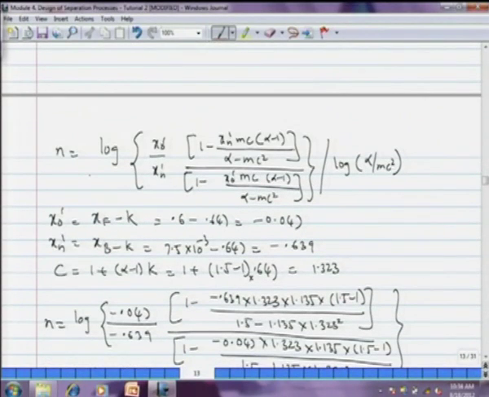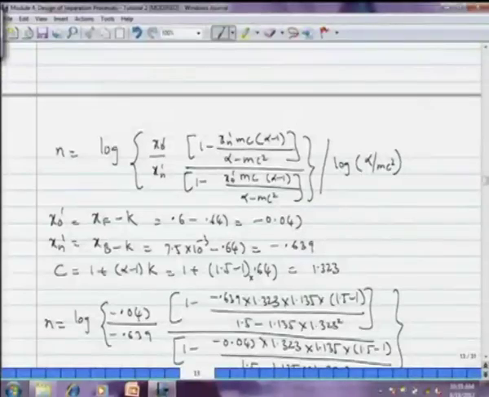But now remember, here x0 dash, this is the lower section of the column. So, x0 dash is xf minus k, because we are solving between the feed point and the bottom point. So, x0 dash is xf minus k, xn dash is xb minus k. So, xn is essentially xb and x0 is xf. This is the only difference, the rest of the procedure is exactly the same.